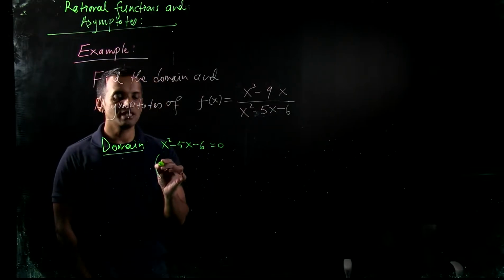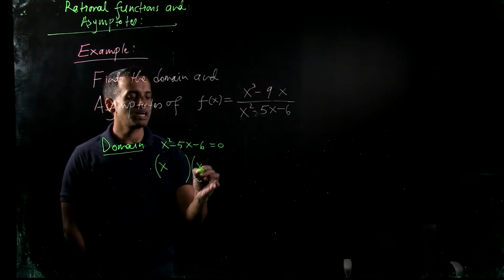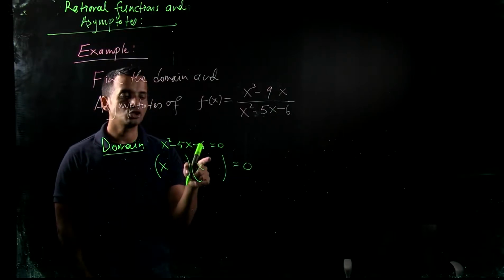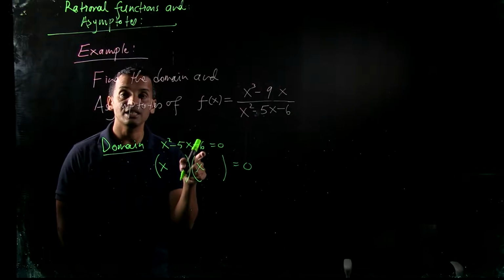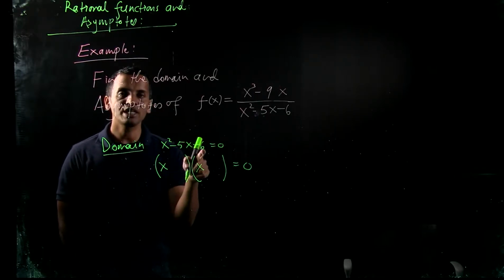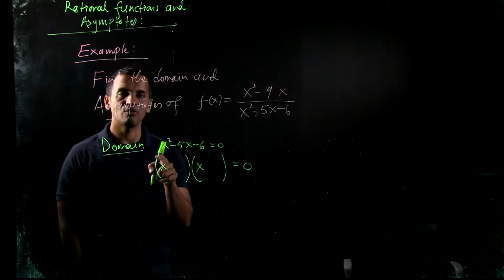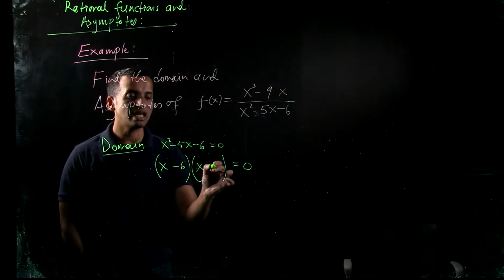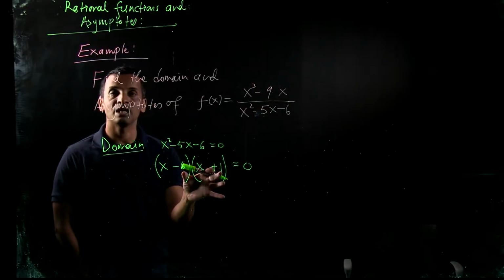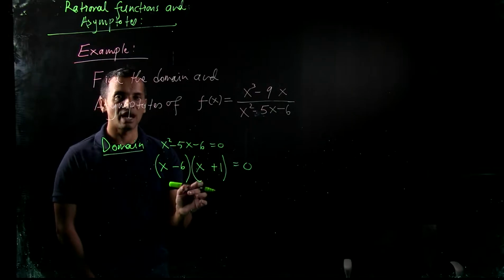But for this problem, it is easy to get the factors, so you can write x and then write the parentheses. So we need two numbers whose product is negative 6, whose sum is negative 5. Again, product is negative 6, sum is negative 5. What are those? It will be negative 6 and positive 1, right? If you find the product, it will be negative 6. If you add them, then you will get negative 5.